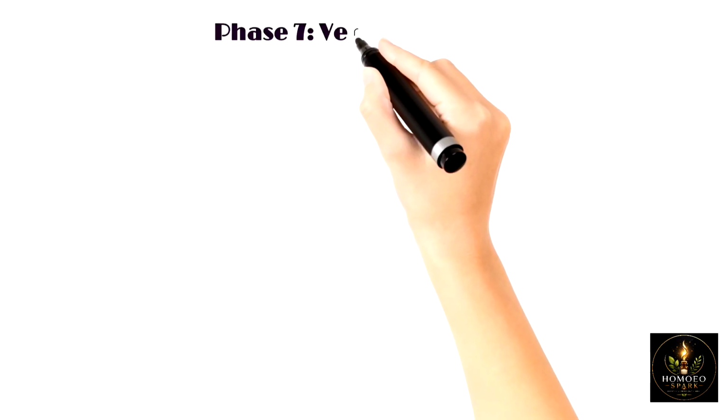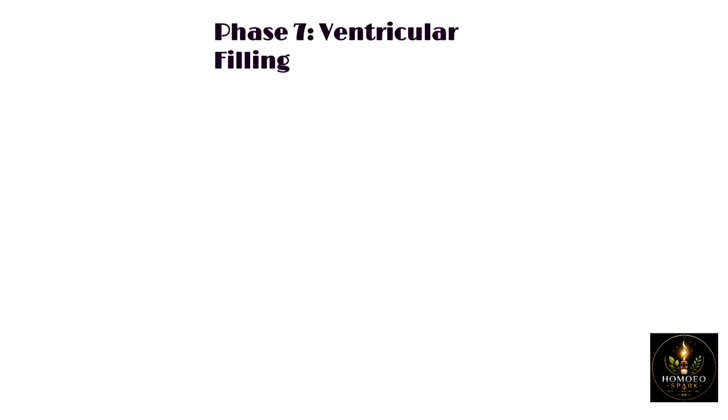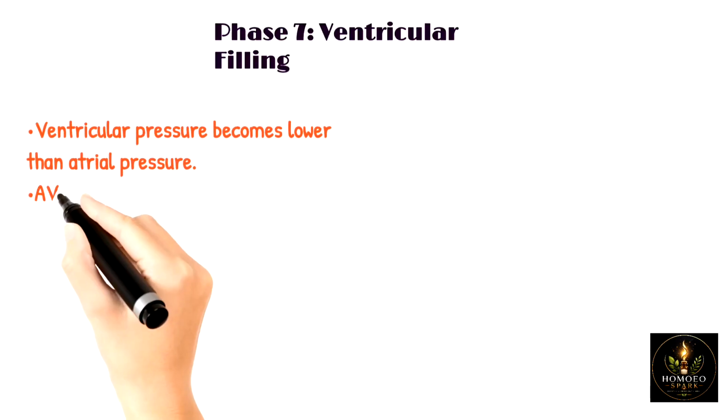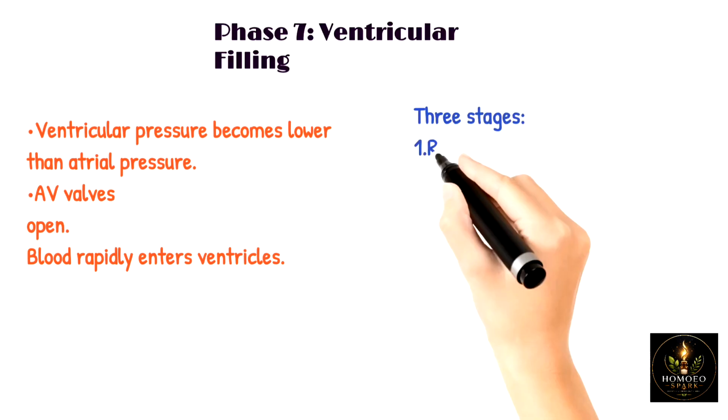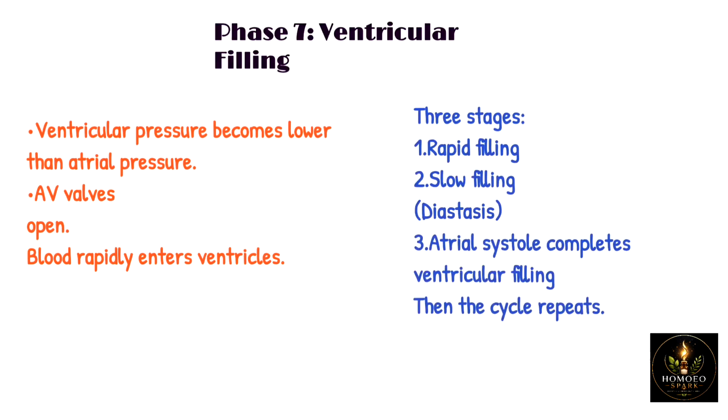Then rapid ventricular filling, and we have reduced filling. In rapid ventricular filling, when the ventricular pressure becomes lower than the atrial pressure, AV valves open so that the blood rushes rapidly into the ventricles. About 70% of ventricular filling occurs here. Sometimes it produces the third heart sound because there is a rapid rush of blood into the ventricle. So we have three stages: rapid filling, slow filling, which is called diastasis, and atrial systole completes the ventricular filling. Then the cycle gets repeated.